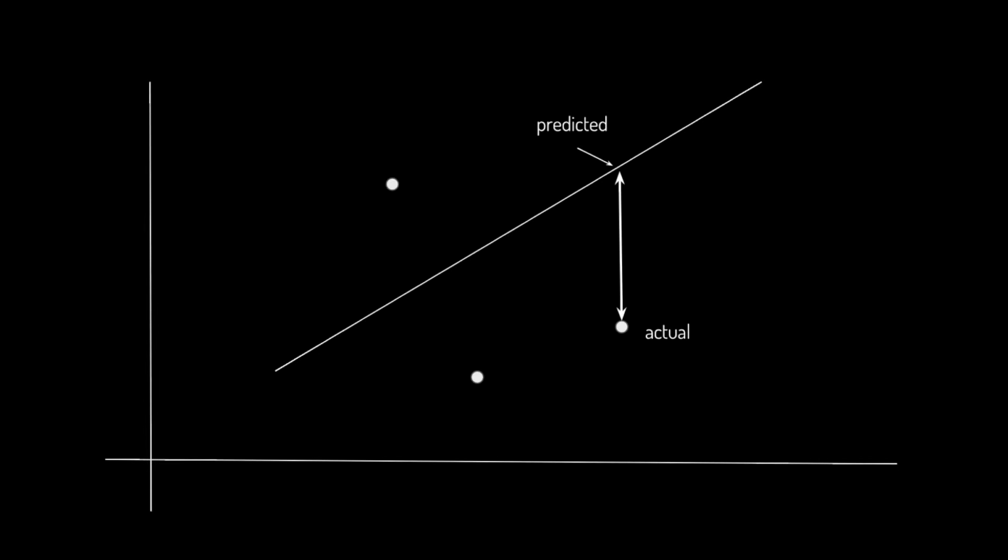This is an example of how a residual plot looks like. There's a regression line and the dots are the actual values. The difference in y-axis is the difference between the predicted and actual numbers.